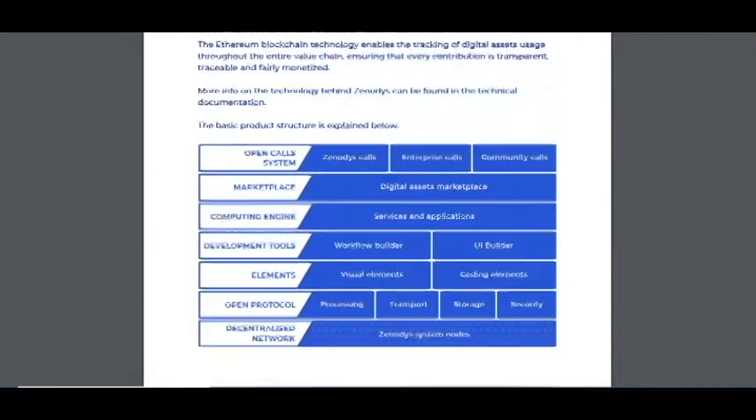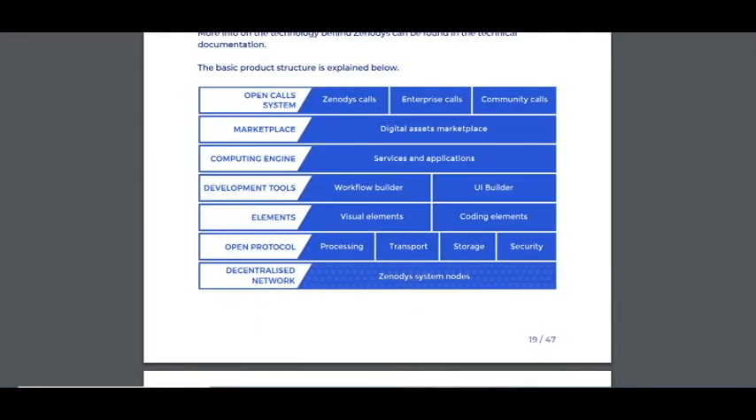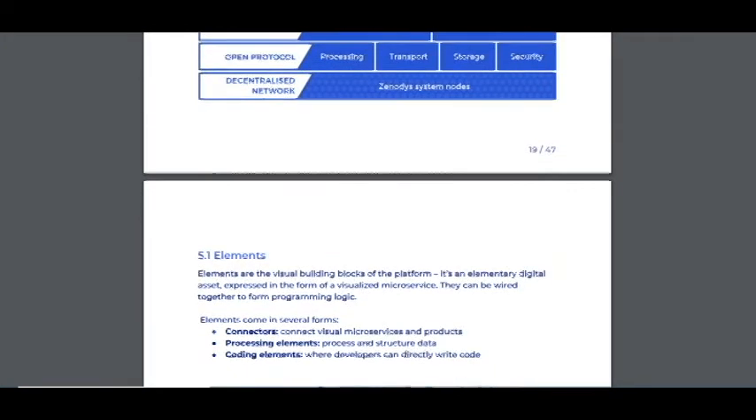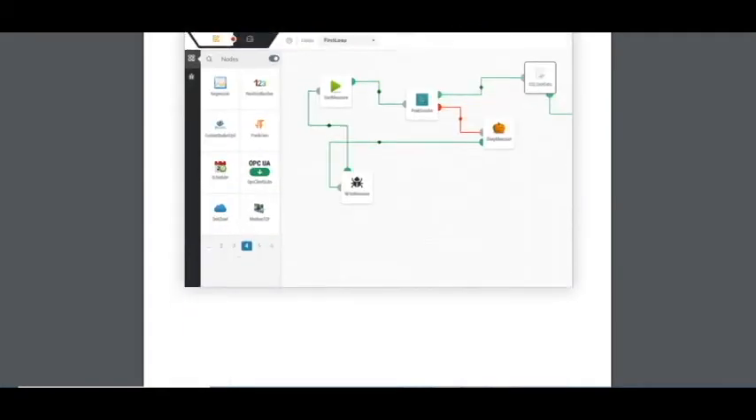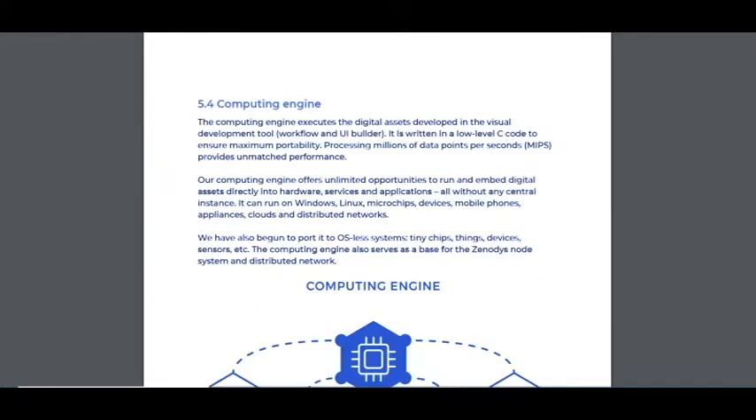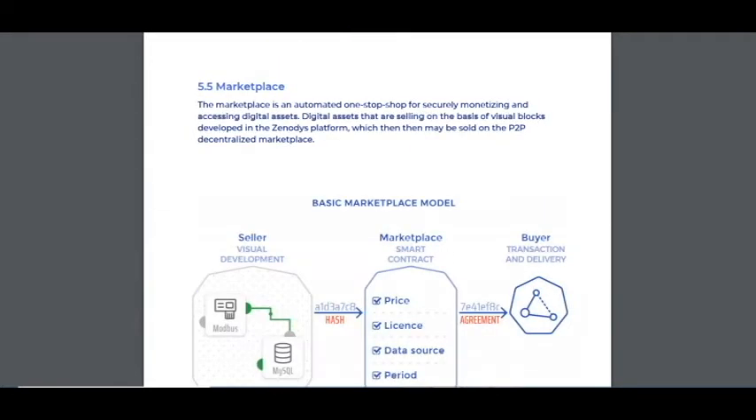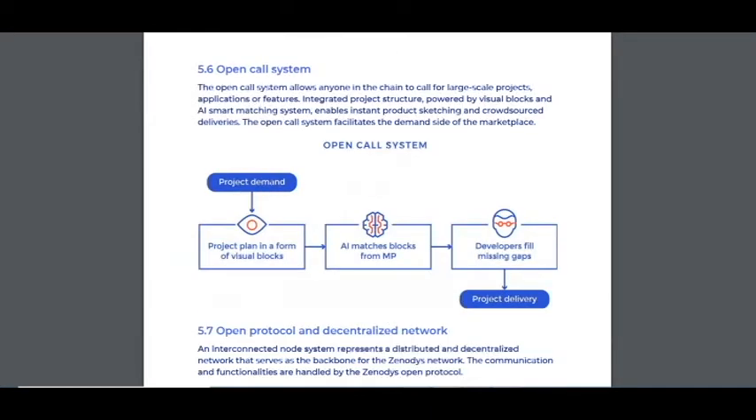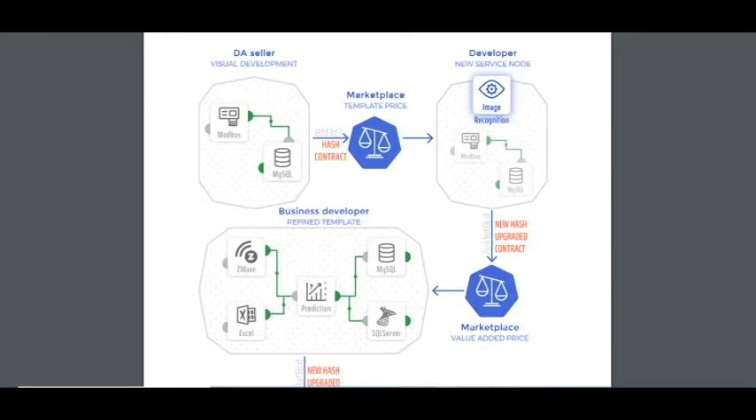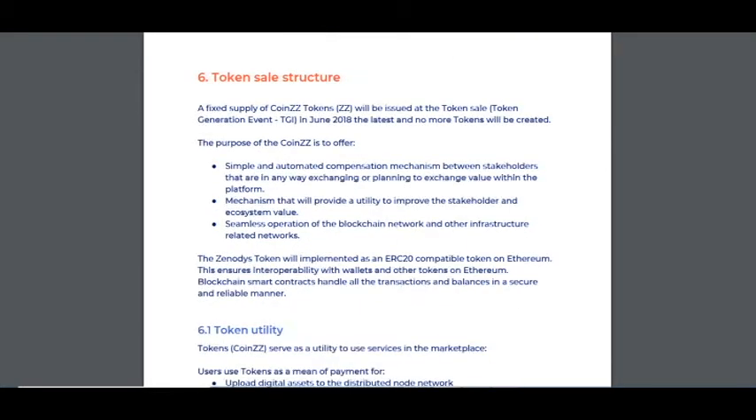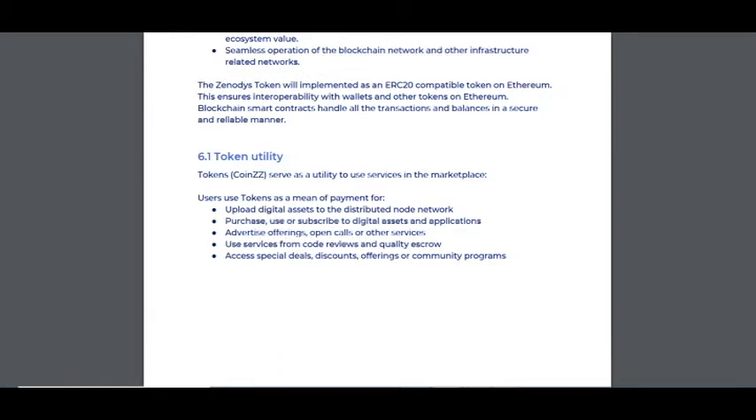And here is information about the basic product structure, and you can see many elements: workflow builder, computing engine, marketplace. And you know, it's a lot of information. I don't have much time to discuss the details. I think it's very interesting about the token sales structure, token ZZ, coin ZZ.